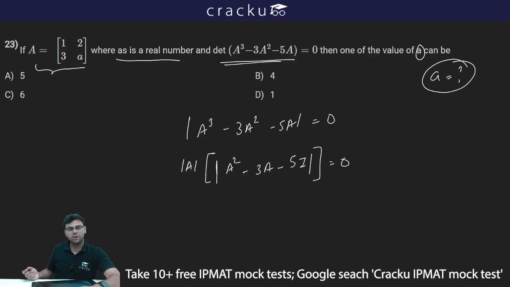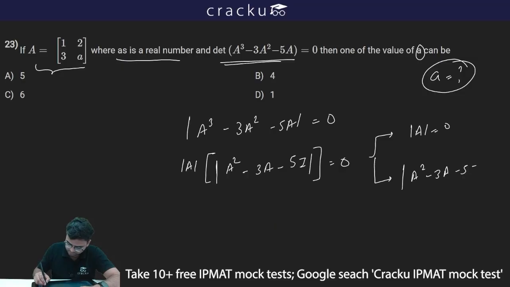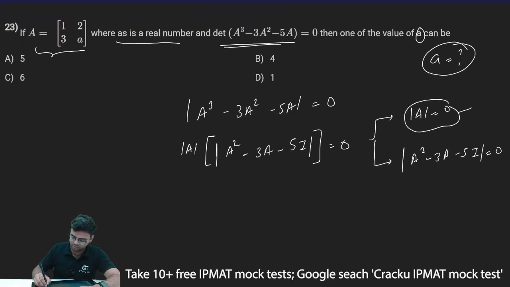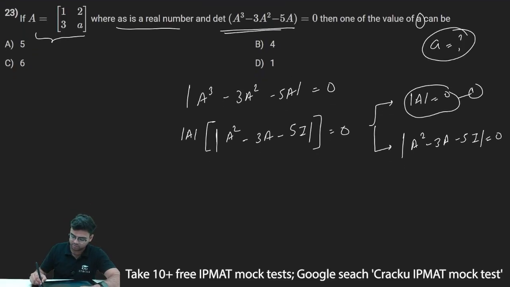Now we need to find out one of the values of a. For this, there are two possibilities. Either I can say determinant of a is equal to 0, or I can say determinant of a square minus 3a minus 5i is equal to 0. Now since we need to find out one of the values of a, I will use the first case, which is determinant of a is equal to 0.